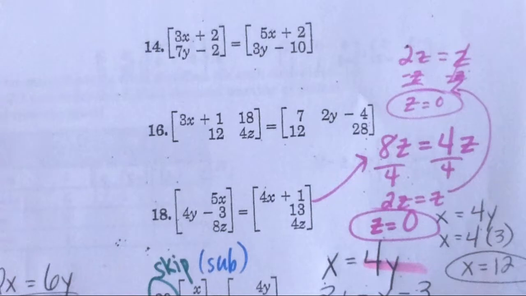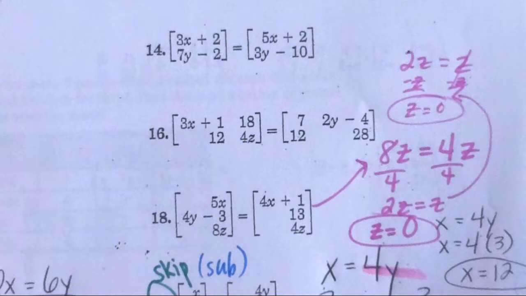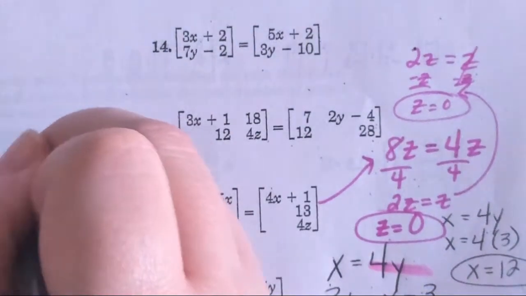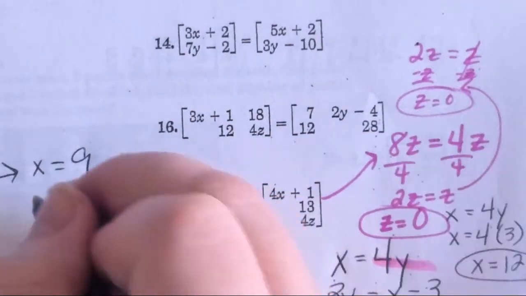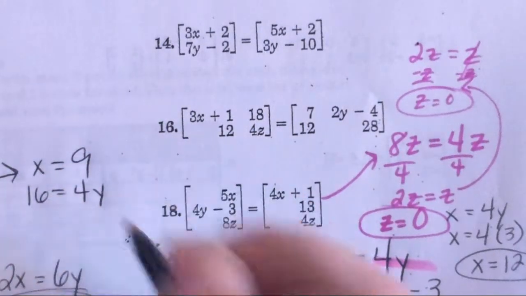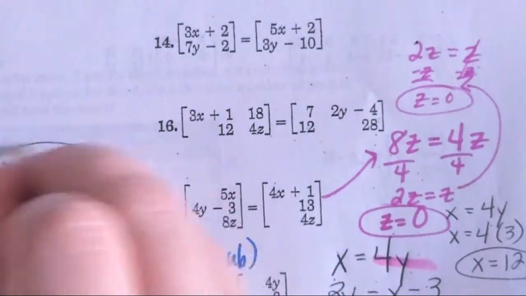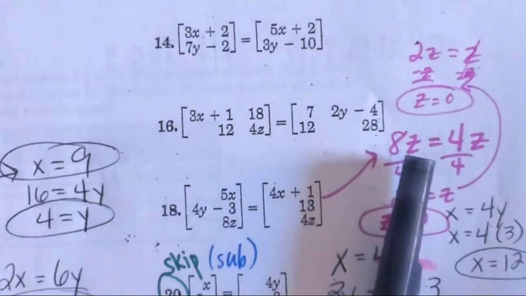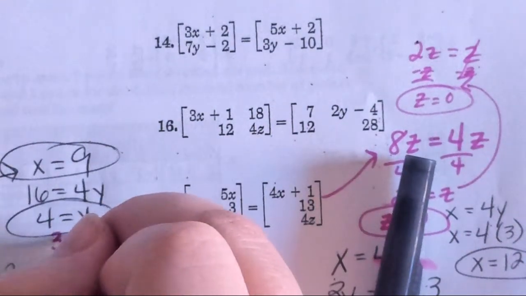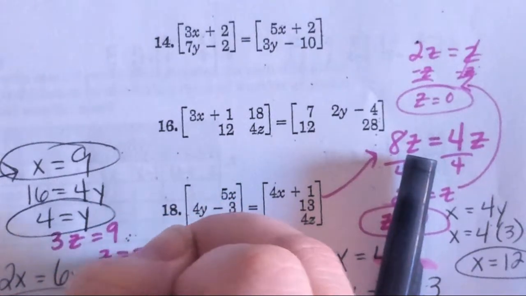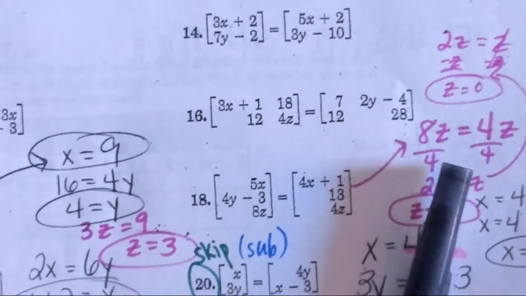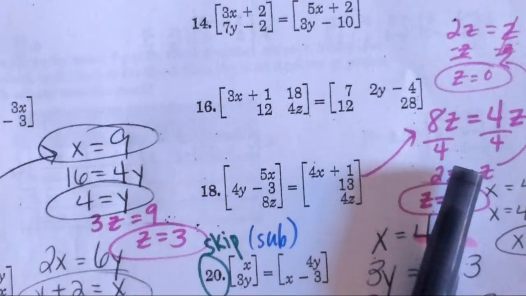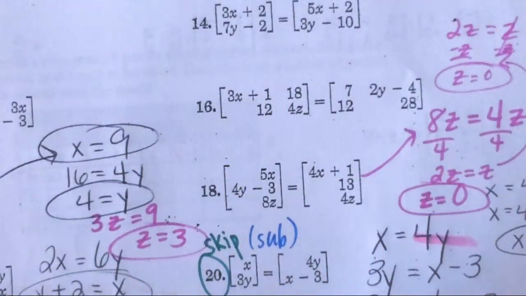Okay, what number did you say you were mad at, table 3? 17? So you got x equals 9, y equals 4, and z equals 3. So on 17, I have x equals 9. Then I had 16 equals 4y. Divide by 4, you'll have 4 equals y. And then with 3z equals 9, if you divide by 3, you get z equals 3. So it should be 9, 4, 3. Does anyone else have any other issues on this worksheet?